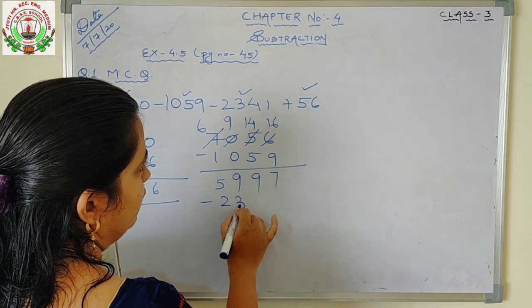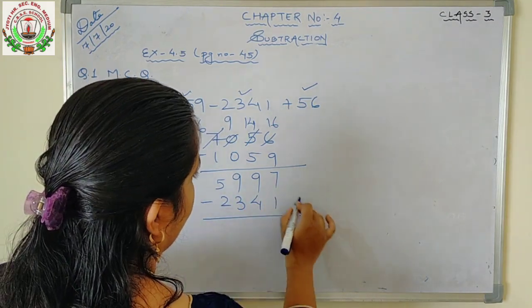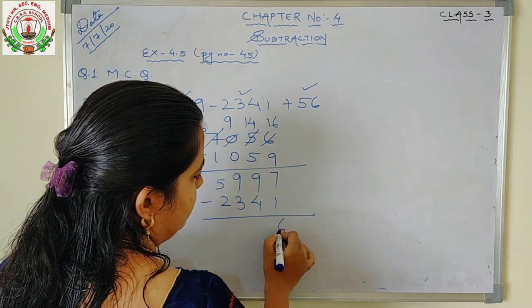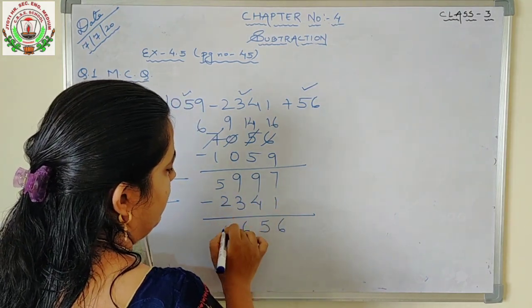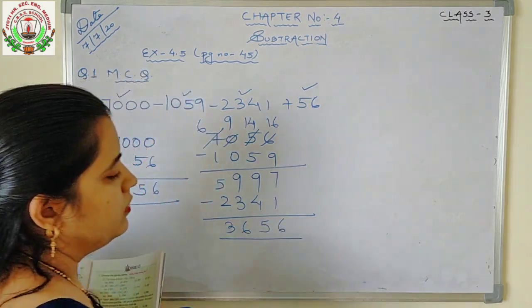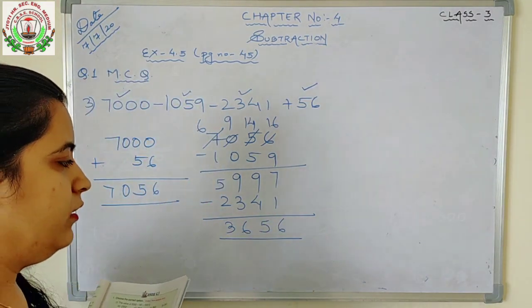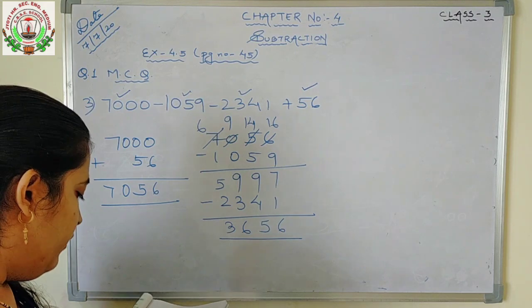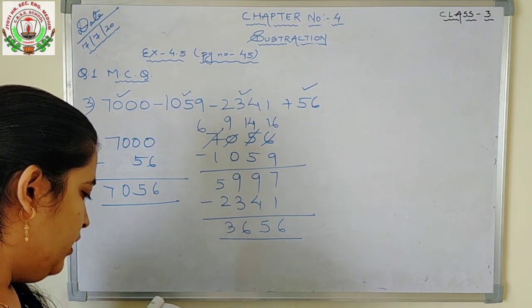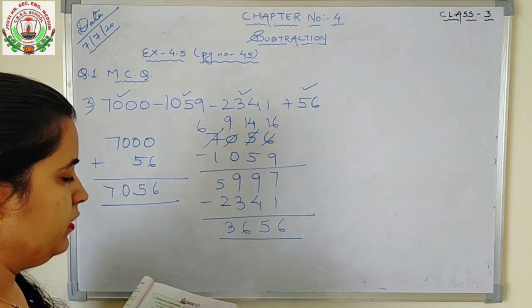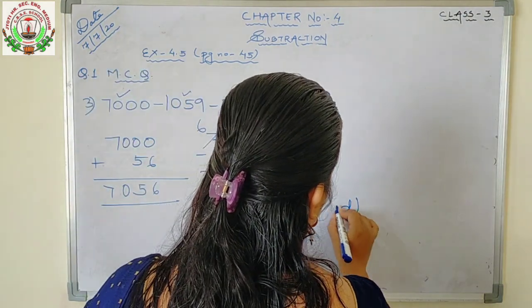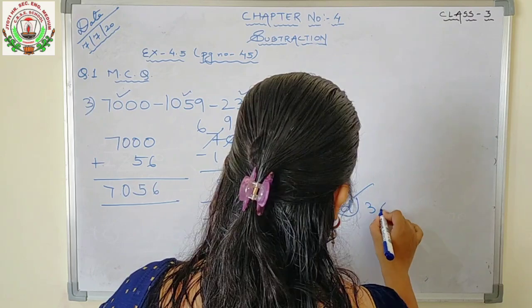Then again we have to subtract this number: minus 2341. 7 minus 1 is 6. 9 minus 4 is 5. 9 minus 3 is 6. 5 minus 2 is 3. So what is our answer? 3656, which is given in option number D. So you will tick option number D.